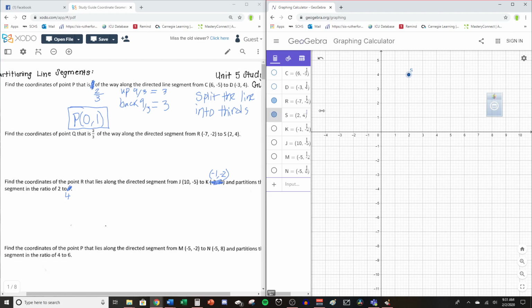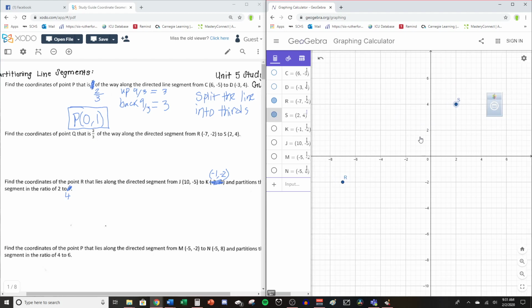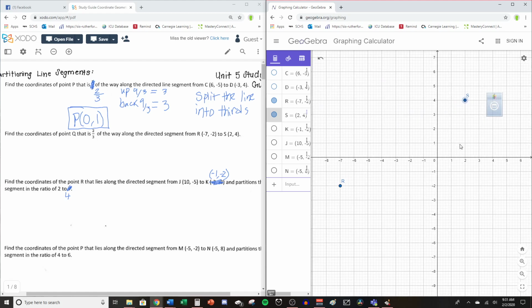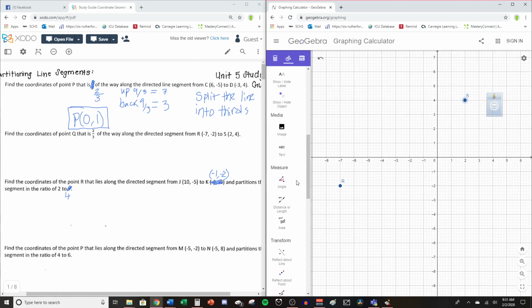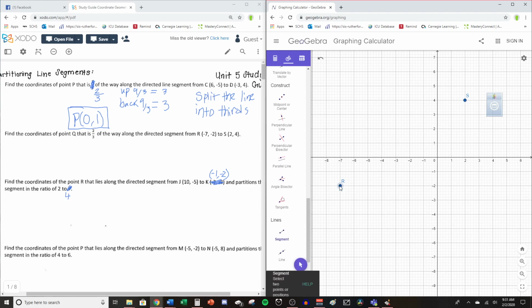We put S. So there's S. And let's scoot to where we can see this. There it is. There's R. Okay. I'm going to connect these with the line, so from R to S.